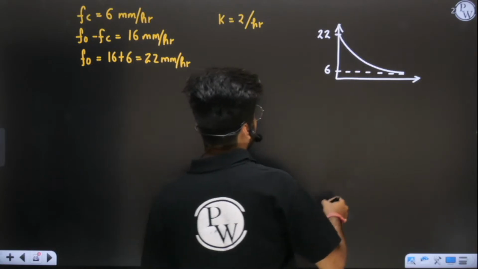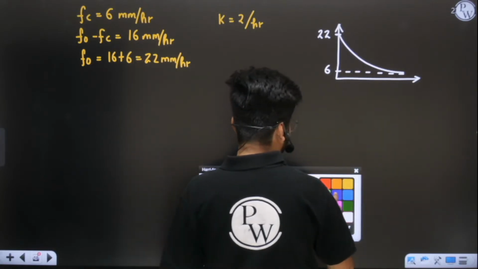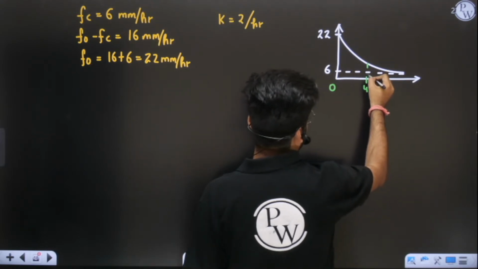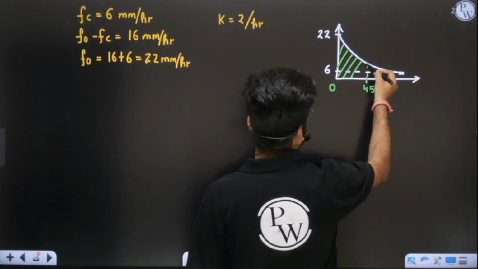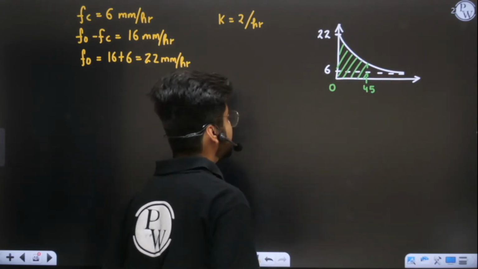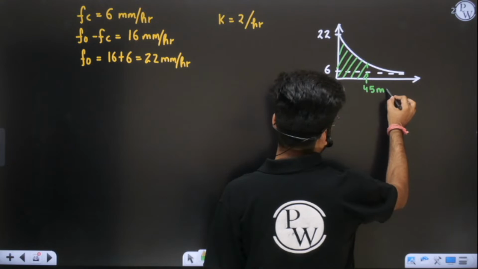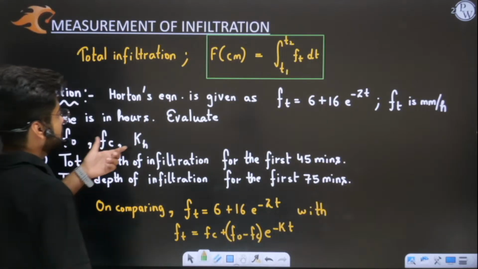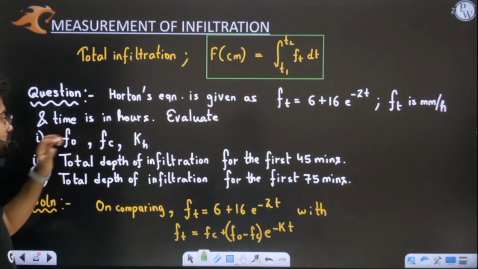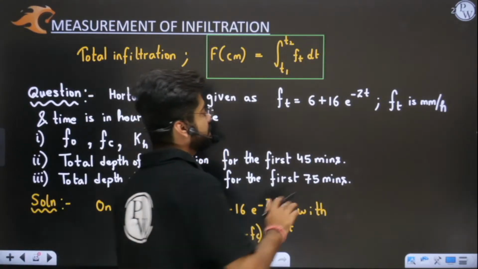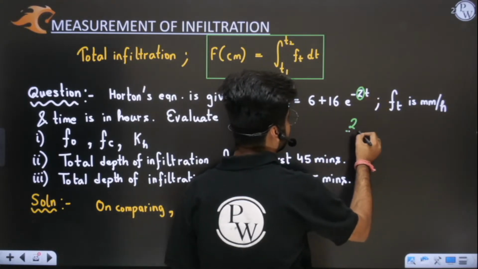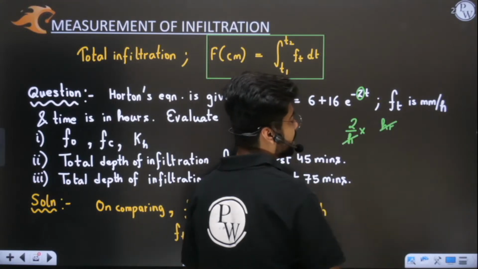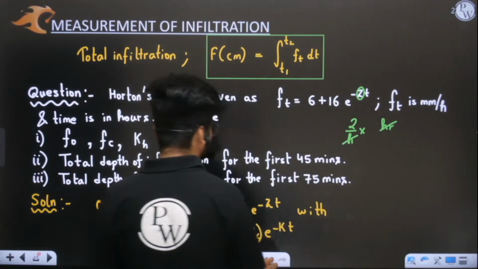Sir, you are saying find the total depth of infiltration from 0 to 45 minutes. You have to find this area. Okay, sir, how will I find this area? See, we have to understand one thing. Since in this question time is in hours, one thing is for sure, this 2 is per hour. So you have to multiply it by time, which is in hours only, so that the hour thing gets cancelled. Yes or no? So time should be in hours.